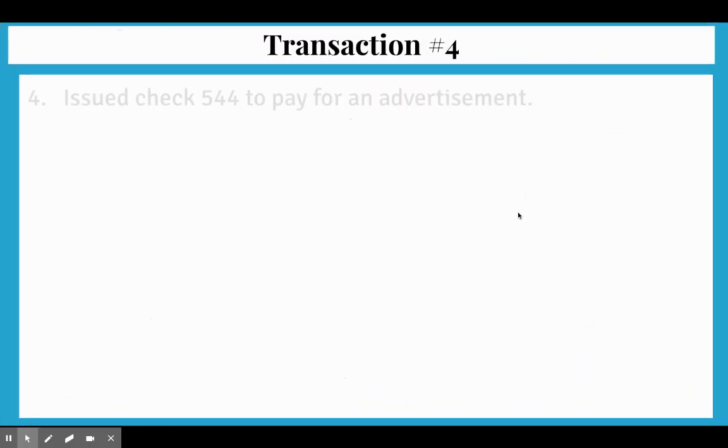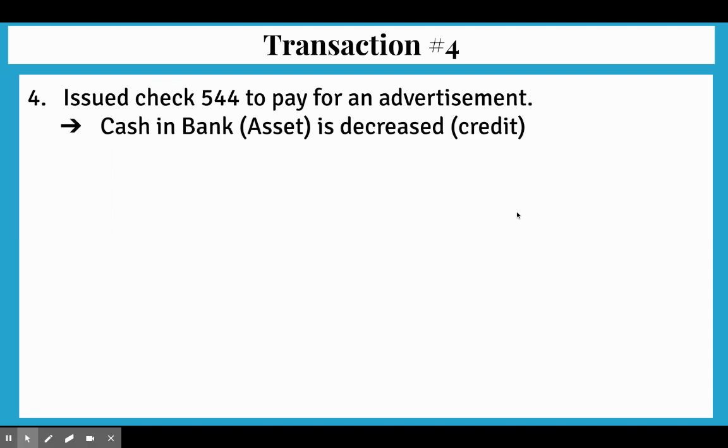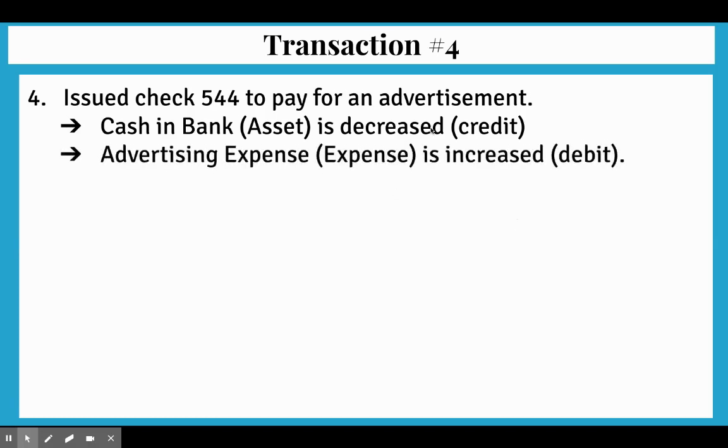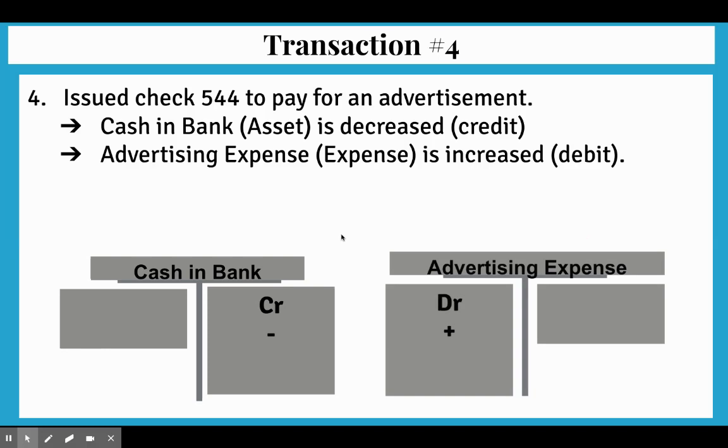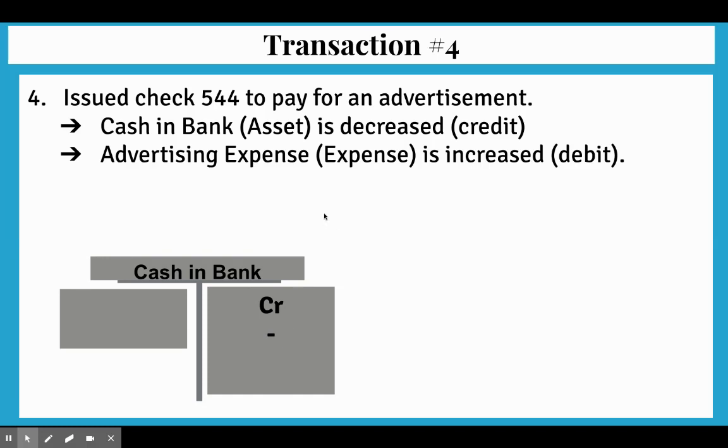All right, let's take a look at number 4. Issue check 544 to pay for an advertisement. So you have less cash than you did before, so you need to credit it. And what kind of expense is that? Advertising expense. So we paid more for advertising expense than we did before this transaction occurred. So you credit one account, you debit the other. That's why debits and credits are equal at the end.